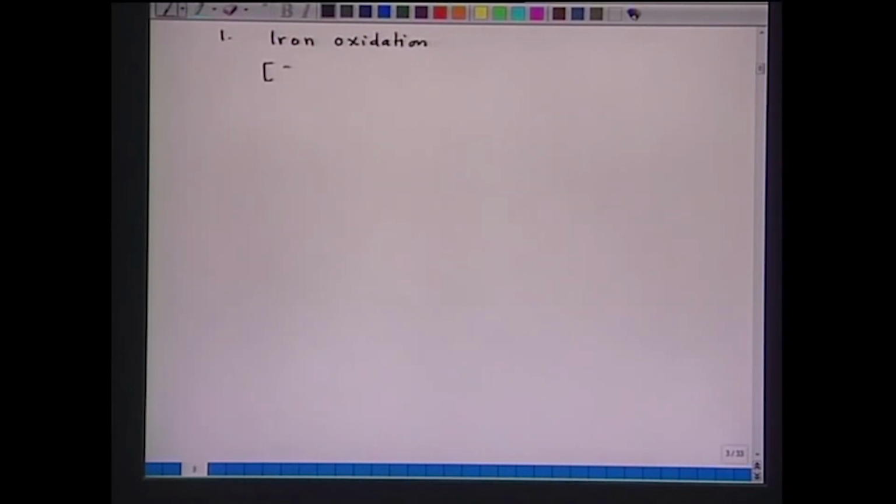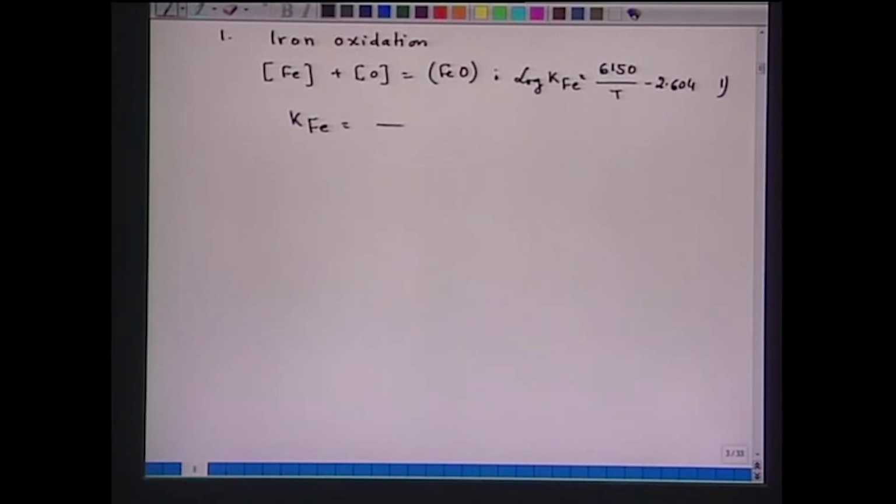Iron oxidation can be represented by Fe plus O equals FeO. Log of K_Fe equals 6150 upon T minus 2.604, let me call it equation number 1. Here T is in Kelvin. If I write down the value of K, K_Fe will be equal to activity of FeO upon activity of iron into the Henryan activity of oxygen, because we assume that the elements in molten steel follow Henry's law. So, that will be equal to a_FeO upon a_Fe into f_O into weight percent of oxygen. Let us call this equation number 2.